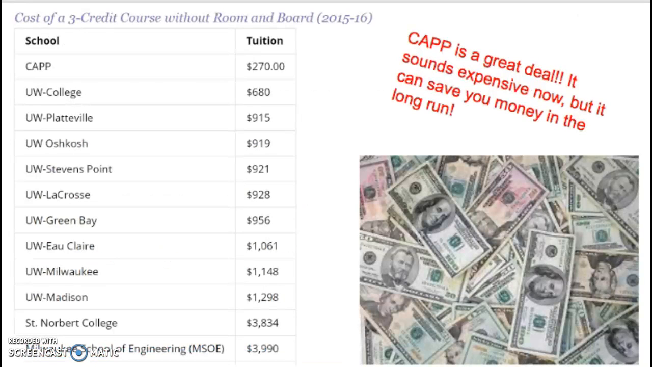Just to compare prices, you can pause the screen to take a look at what a 3-credit course costs on campus and compare it with the CAPP prices. This is a great deal, and students should take advantage of this.